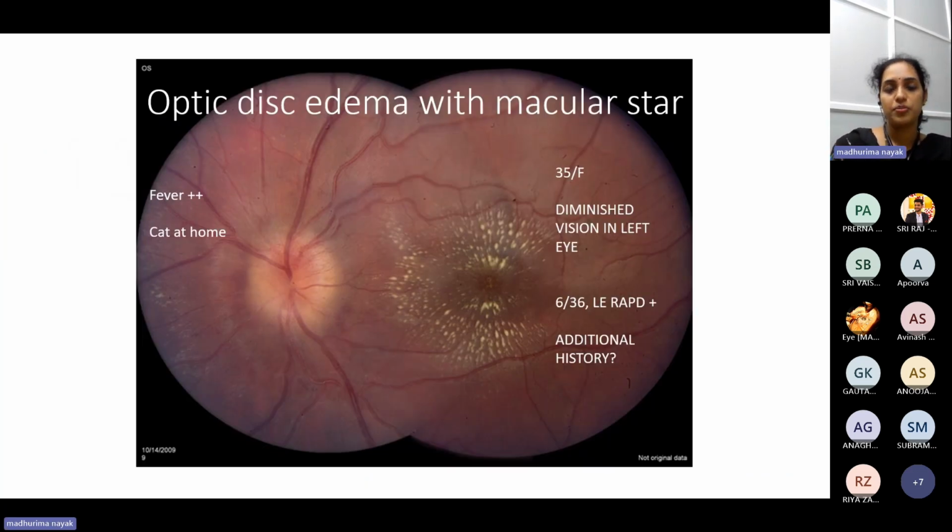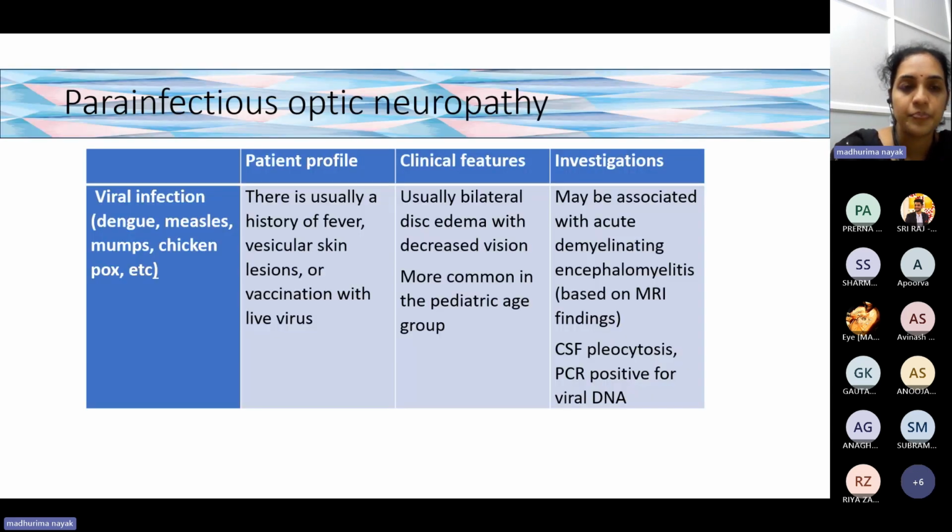So this is a patient who presented with diminished vision in her left eye, a 35-year-old lady. Vision is 6/36 and RAPD is present. So we are dealing with neuroretinitis of the left eye, and there was a history of fever, and she has a pet cat. So we did an IgM Bartonella, which came positive. This is not my own picture, I have taken it from the net.